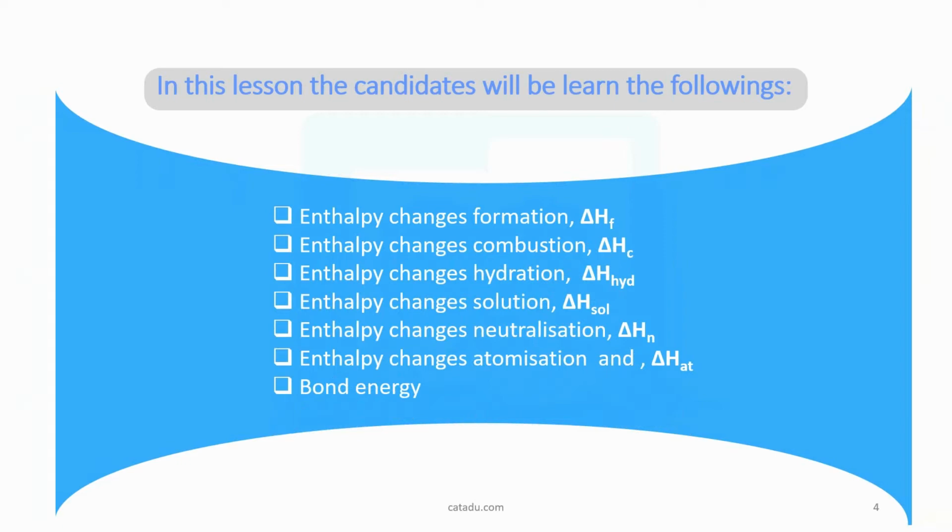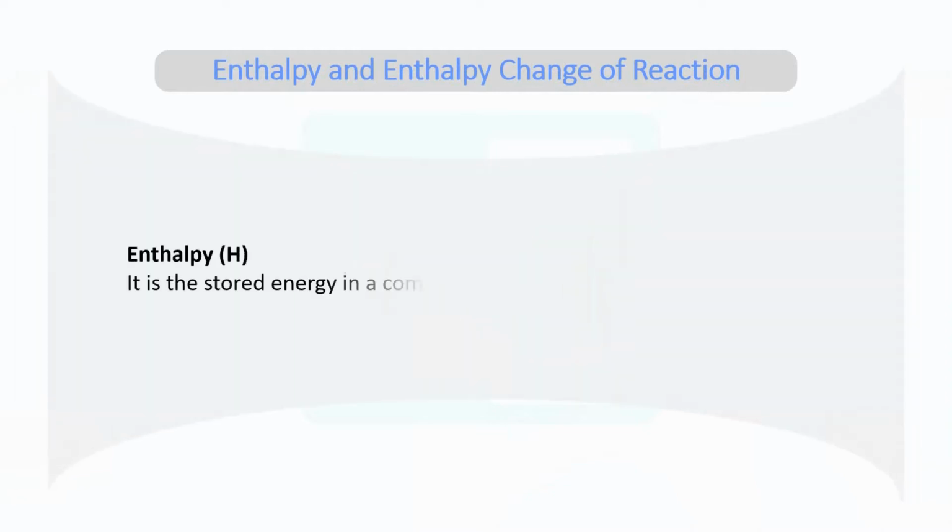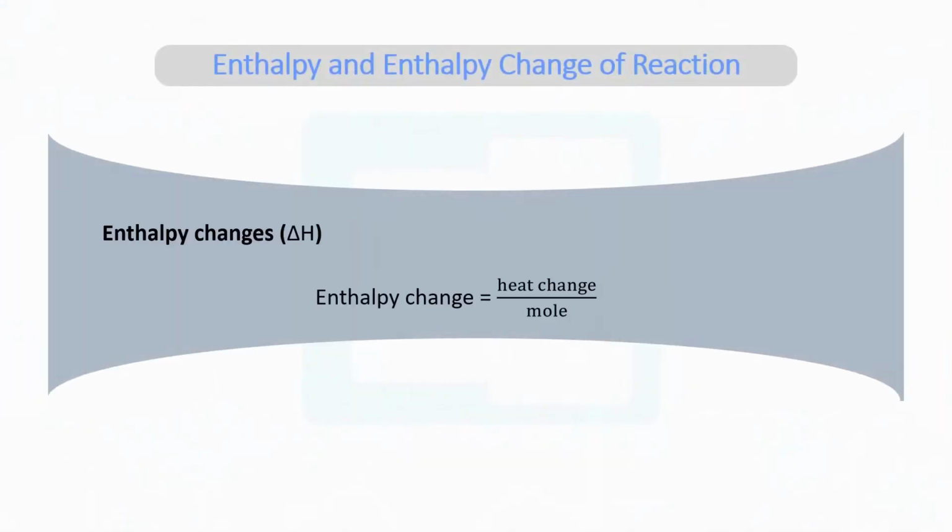Before going to detail, I want to mention the first, that is enthalpy. Enthalpy is the stored energy in a compound. That is heat content. We express it by H. We are more interested to know enthalpy change. The simple definition of enthalpy change is heat change per mole.